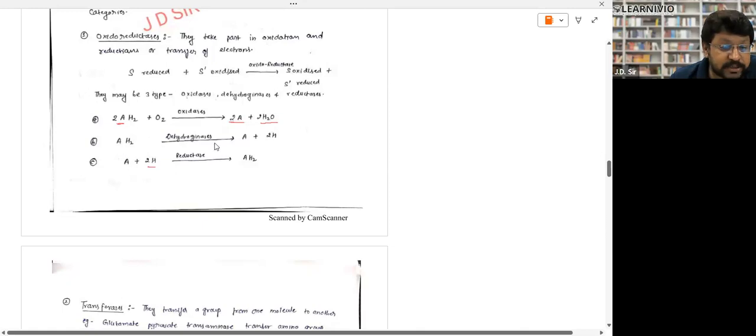The dehydrogenases remove the hydrogen. AH2, hydrogen is removed. That is the dehydrogenases. Reductases means they reduce, they add on the hydrogen. So A plus 2H, this hydrogen is added with the A, so they are reductases. Tell me, oxidoreductases clear or not?